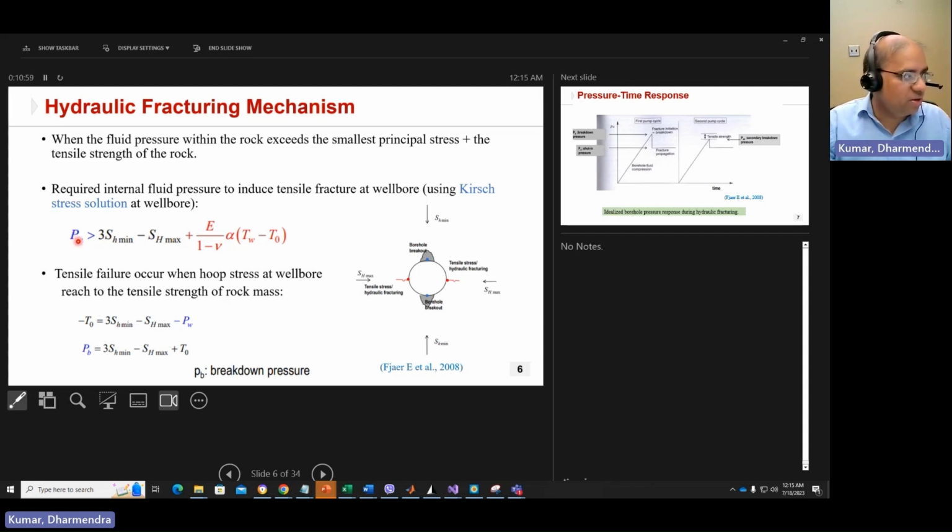If we solve this solution at the wellbore, the expression results in the injection pressure, or breakdown pressure, which should be greater than 3 SHmin minus SHmax. And this part is coming from the thermal part. If you have a temperature difference between the reservoir rock and your injection fluid temperature, some thermal stresses will also develop, and that will also help in hydraulic fracture creation. If we drop this thermal part, particularly for oil and gas, it is more useful for geothermal reservoirs. So the expression for the breakdown pressure comes like this, which is basically a function of your horizontal stresses and tensile strength.